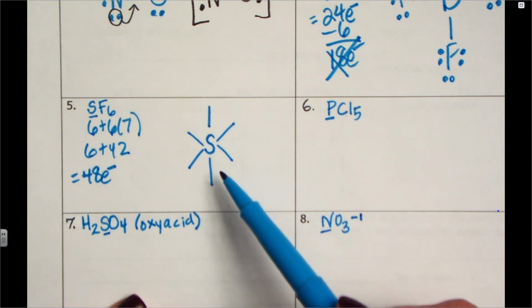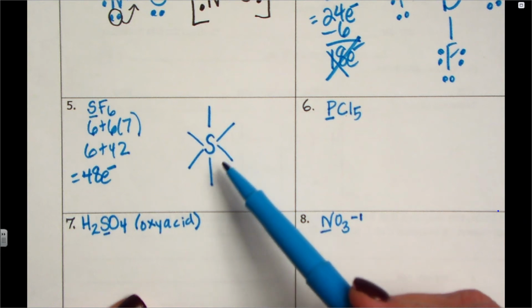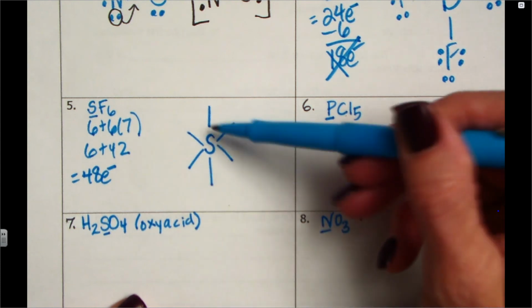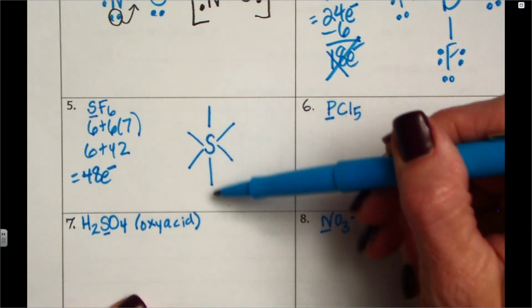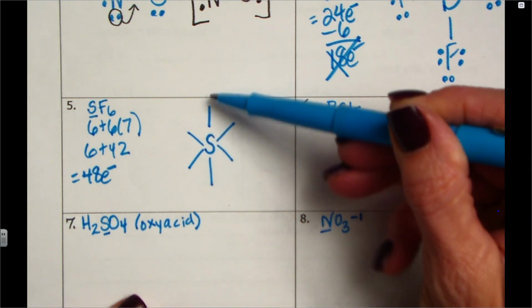And hopefully you read in your book a little bit about it when you did your vocabulary, but this particular structure is called octahedral. That's what we will learn. And it's a 3D molecule. So we have the axial position, which is up and down, the axis.